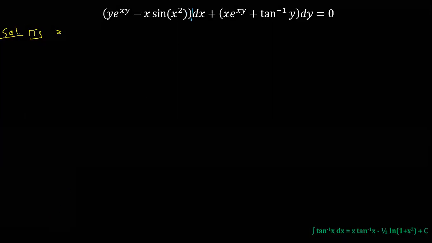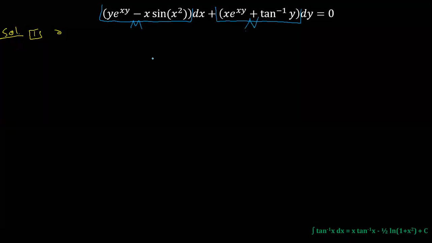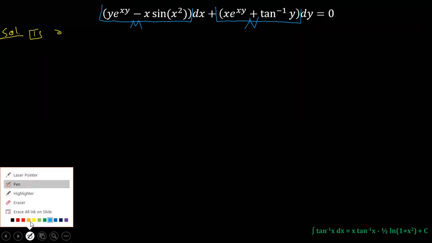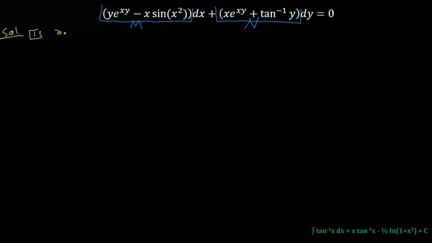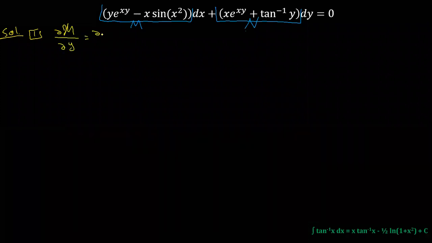So my M is this function. This is my M, and my N is this function. And I checked that the partial derivative of M with respect to y is the partial derivative of N with respect to x, so the equation is exact. This is the first step we did in the previous slide.